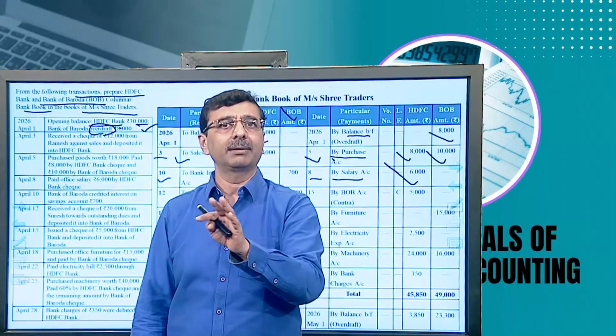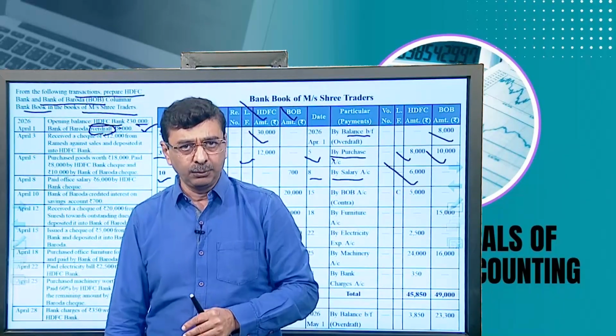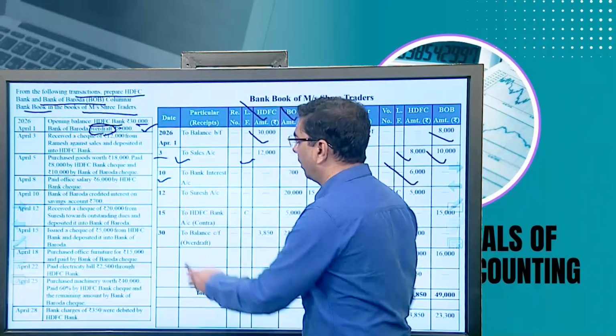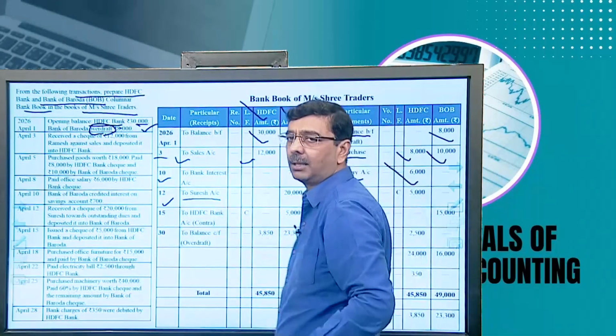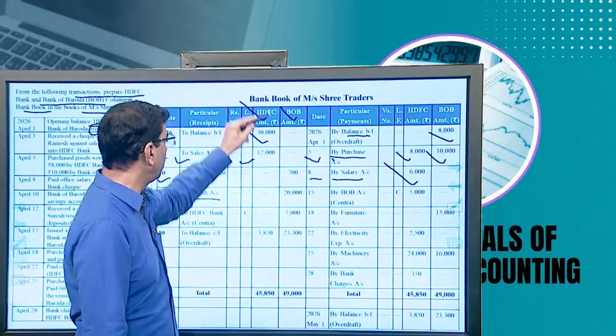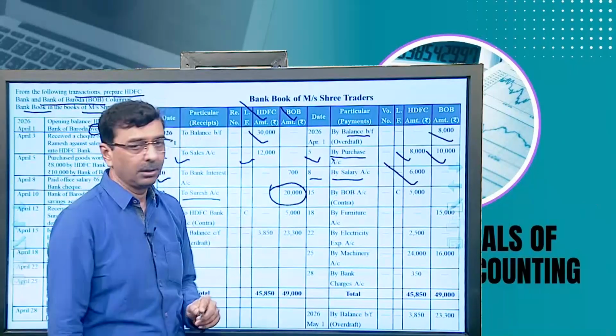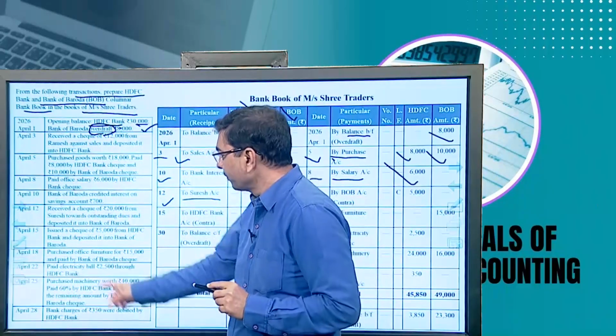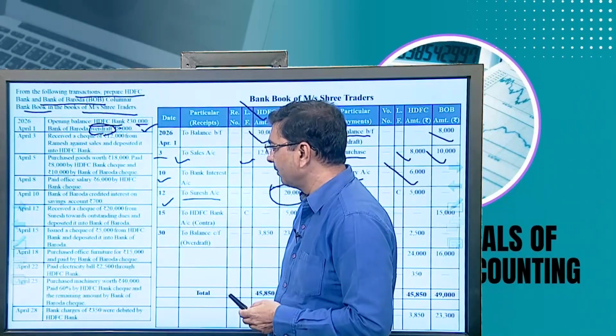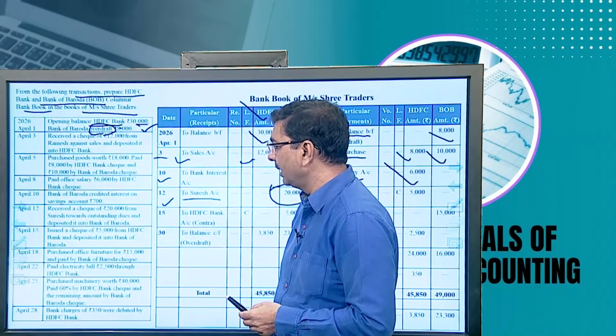So Bank of Baroda is a receiver and Suresh is a giver. So the date is 12 to Suresh account, and the amount will be written in the Bank of Baroda column, 20,000 rupees. Next is issued a check of rupees 5,000 from HDFC Bank and deposited into a Bank of Baroda.